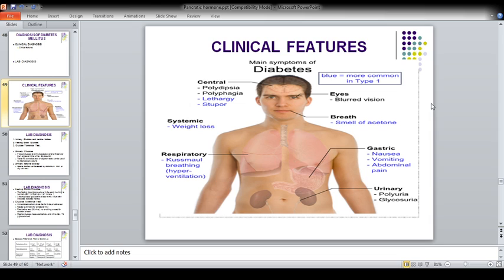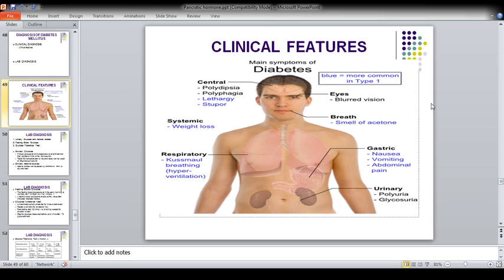Blurred vision in the eyes could occur, that is more common in type 2. This occurs due to a long-term complication, that is diabetic retinopathy. The breath may smell of acetone, may smell of nail polish remover. If you have experience of smelling nail polish remover, during periods of increased glucose or hyperglycemic periods, and when insulin is decreased, the ketone bodies would make the smell of the breath of the patient the same as that of acetone. So acidotic breathing can be seen.